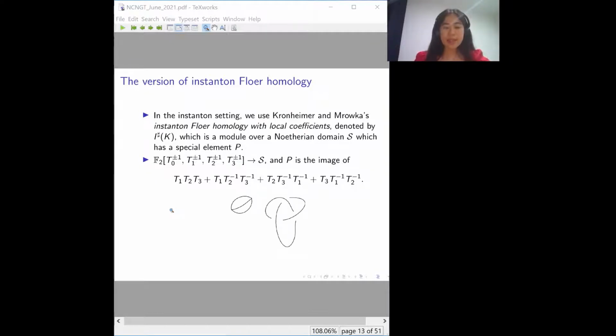Let me briefly discuss what these elements mean. The instanton Floer homology is the homology of a chain complex generated by flat connections on a singular bundle with singularity at the link and also at this theta web that can be chosen to be far away from the link. Then the local coefficients correspond to a local system coming from taking holonomy along the components of the link and along the 3 arcs of the theta web, where T0 corresponds to the holonomy along the link, and T1, T2, and T3 correspond to the holonomy along the theta web.